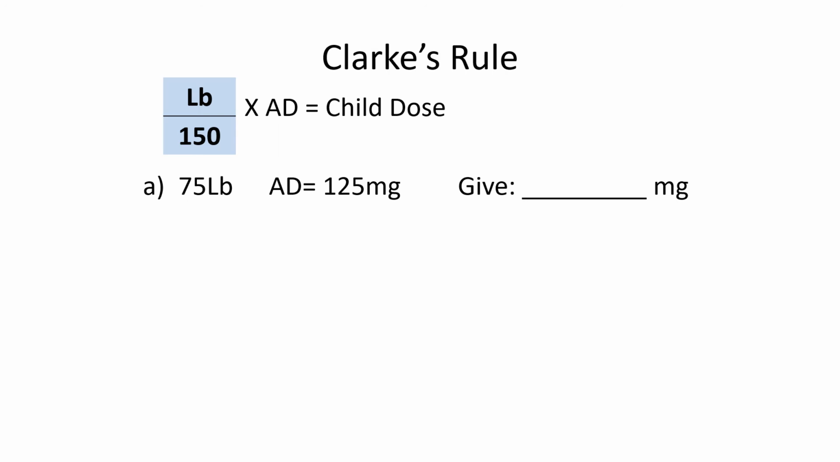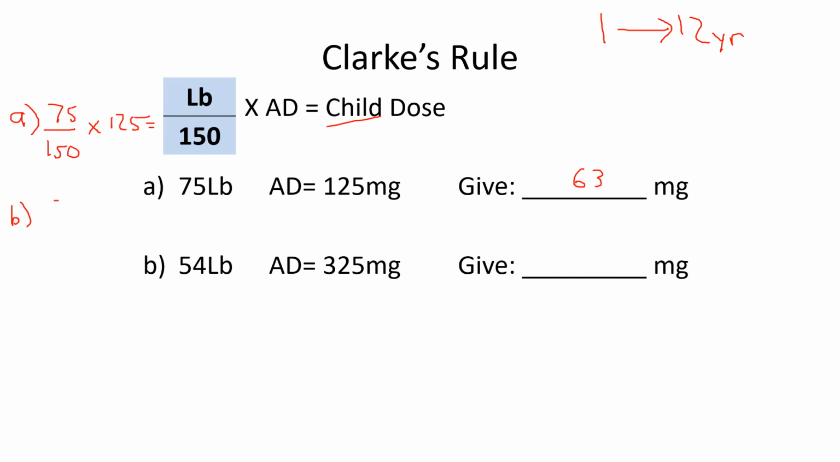All right, Clark's rule. Now we're entering children. What are the ages of children? Anything over a year on up to 12, or puberty, so around 12-ish. Very similar to Fried's rule. You just take their weight over 150 times the adult dose. So for A, 75 over 150, the adult dose is 1 1/4. So you're going to give this kid 60. Punch it in. Double check. 63? All right, very good.